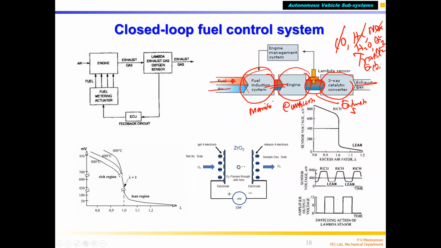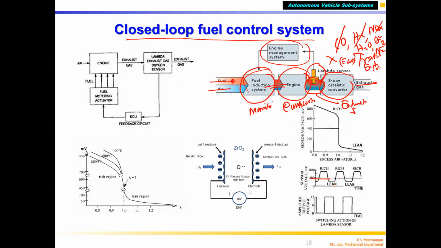How does it work? It uses a sensor, the lambda sensor. Close to the air fuel system, you have to measure the actual air fuel ratio at the exhaust. That is called the lambda sensor or EGO sensor, or exhaust gas oxygen sensor. These are different names. So that gives information to the ECU: what is the present exhaust gas air fuel ratio? Based on that, the fuel quantity is changed. You can see that the fuel quantity is varied.